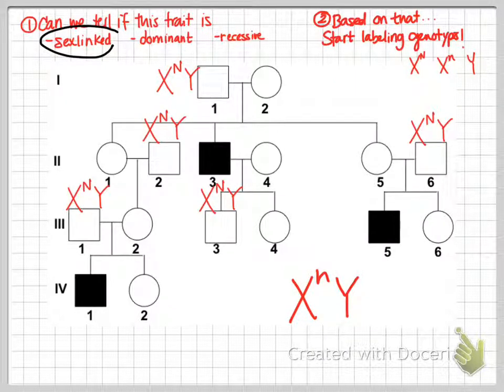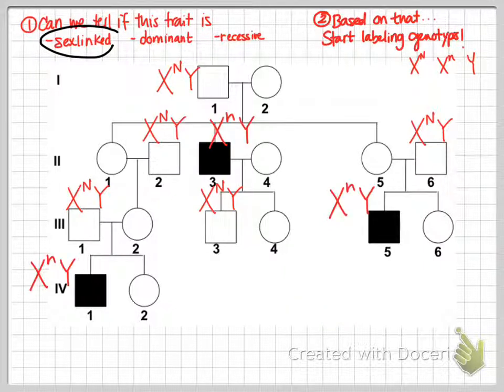What about those affected males? Well, we also know their genotype. There's only one option for them. They're X little n Y. Okay, we've got the guys. They're pretty easy. Now, are there any females for whom we can be absolutely certain we know their genotypes? As a matter of fact, there are.